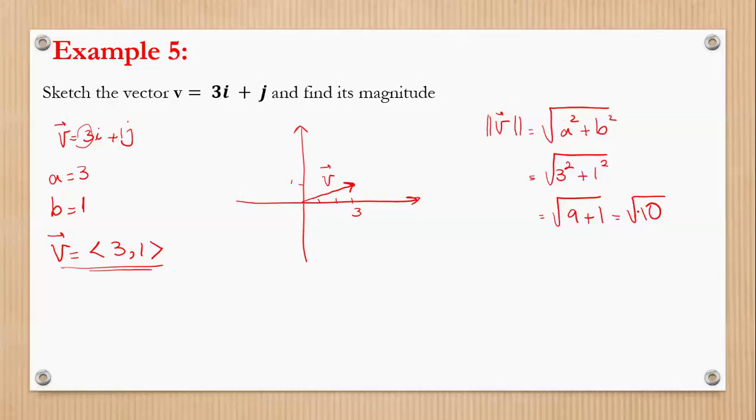And I cannot simplify the square root of 10 because 10 is 2 times 5, and neither 2 nor 5 is a perfect square that I can bring out.